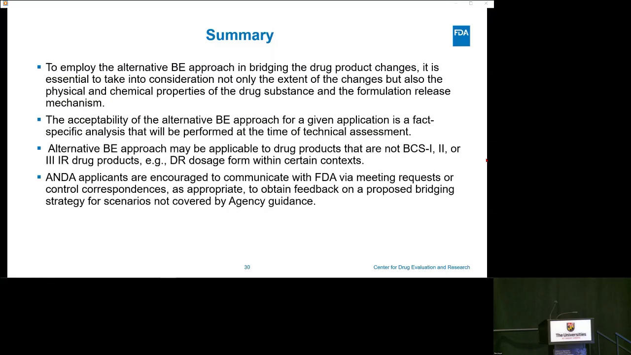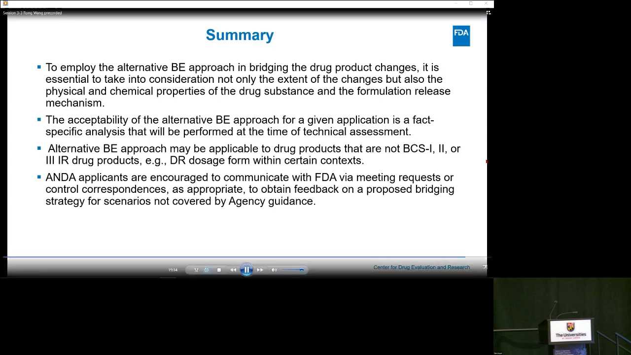To use the alternative BE approach in bridging the drug product changes, it is crucial to consider not only the extent of the changes, but also the physical-chemical properties of the drug substance and the formulation release mechanism. The acceptability of the alternative BE approach for a given application is a fact-specific analysis conducted during scientific assessment.